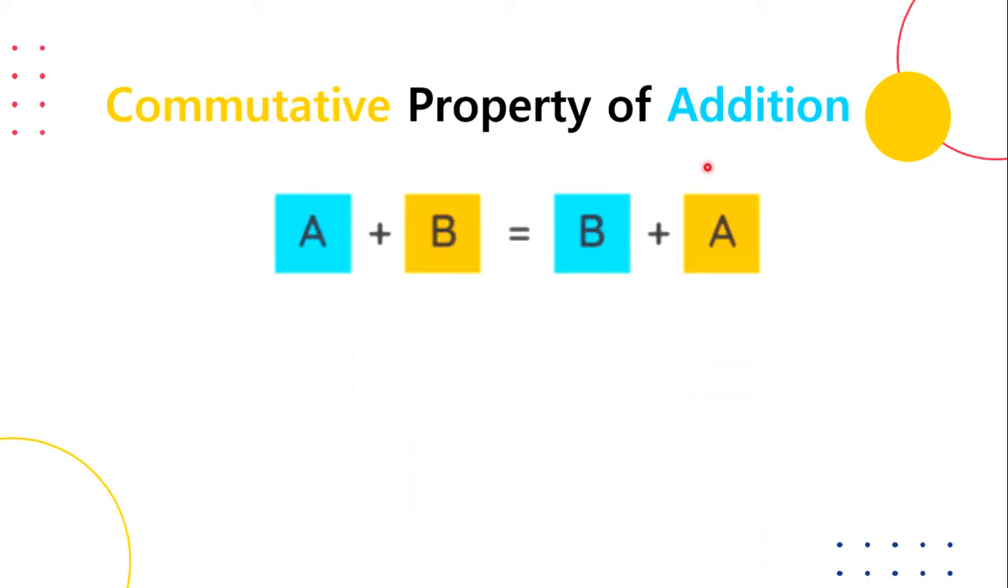So we have here the formula a plus b is just equal to b plus a, meaning to say if we interchange their addends, the sum will not be affected. For example, we have here two examples. The first is 3 plus 4 is just equal to its opposite, 4 plus 3. Okay, same, the sum would be 7.